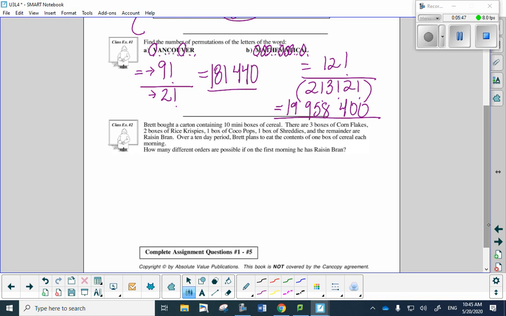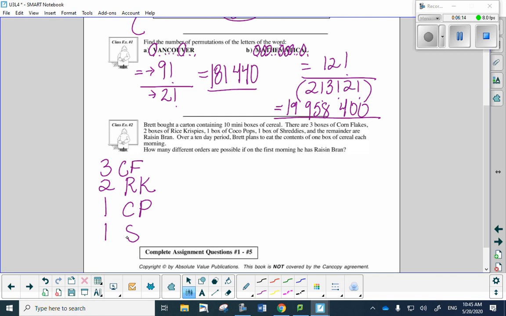Okay, so I always like to write things out, especially when they give it to us in words. I like to visualize. So I'm going to write out that there are 3 boxes of cornflakes. So I'm just going to go 3 CF. There's 2 boxes of Rice Krispies. There's 1 box of Cocoa Pops. There's 1 box of Shreddies. And then the remaining is Raisin Bran.